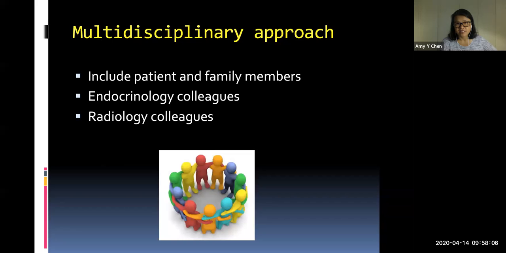Lastly, I want to emphasize the very important role of a multidisciplinary approach to these diseases. You must include the patient and family members. It's very important to have regular conferences with your endocrinology colleagues or radiology colleagues. At our thyroid tumor conference, we have radiology colleagues from neuroradiology, from nuclear medicine, from ultrasound or body radiology. And our pathology colleagues. Many times we have to discuss with them about differing types of cytology reports or pathology that we see.